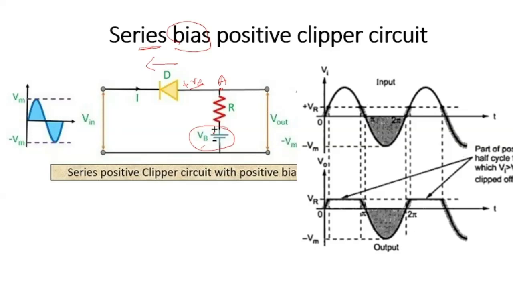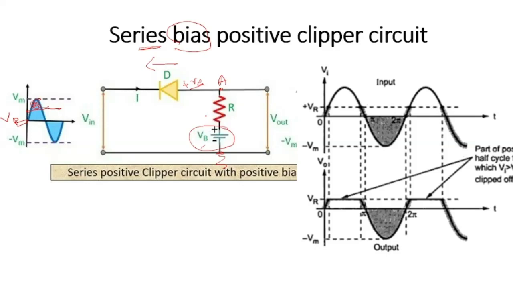Is it positive or negative? If the negative terminal of the battery is connected with the ground, we can say that it is a positive battery. So a positive battery VB comes here. The positive part will be clipped with respect to the positive battery. So this part will be clipped.